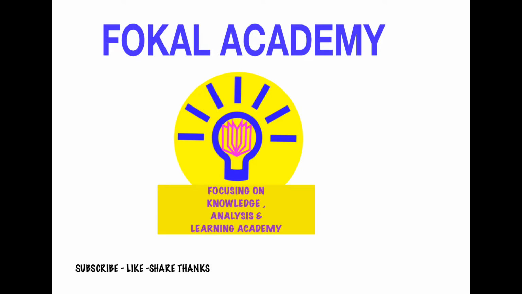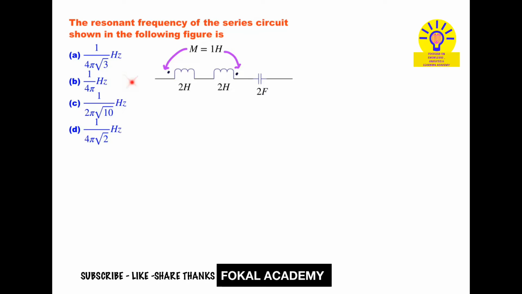In this video, we are going to discuss some important solved problems from network theory. We come to the first problem. In this problem, what is the resonant frequency for the given circuit? We know that resonant frequency is nothing but FR is equal to 1 by 2 pi into root LC.